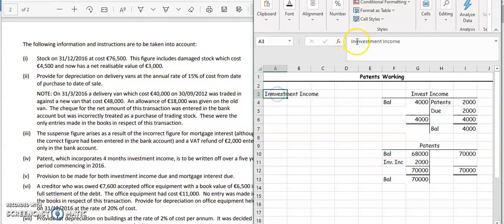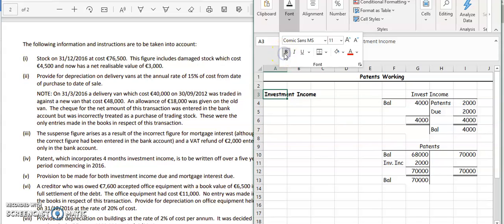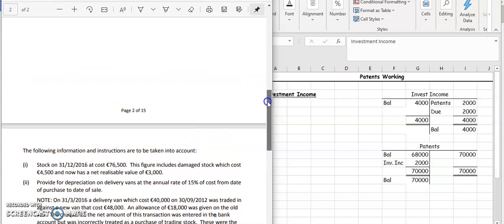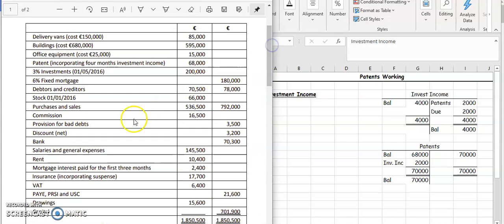So try to find your investment income first. What's the yearly amount? What's the figure for the 4 months that was included in the patent? Let's go back up to our trial balance, find out how much our investment income is. So 3% investment income. Now we need to be careful with this. The 5th of 2016 is when we got them. So you've got the 5th, 6th, 7th, 8th, 9th, 10th, 11th, 12th. So you only have them for 8 months.